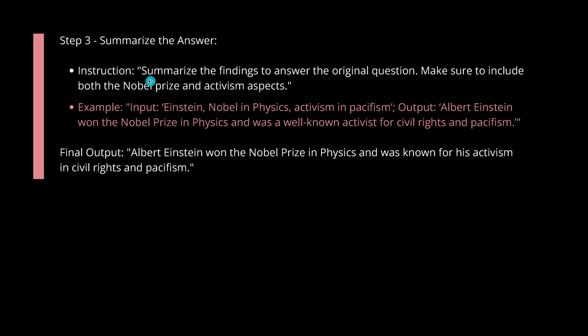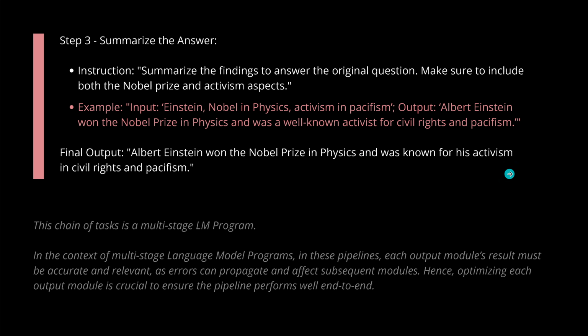Okay, step 3, summarize the answer. And again, we have an instruction: summarize the findings to answer the original question, make sure to include both the Nobel Prize and the activism aspects. And then we provide an example here. Input: Einstein, Nobel Prize in Physics, activism in pacifism. Output: Albert Einstein won the Nobel Prize in Physics and was a well-known activist for civil rights and pacifism.